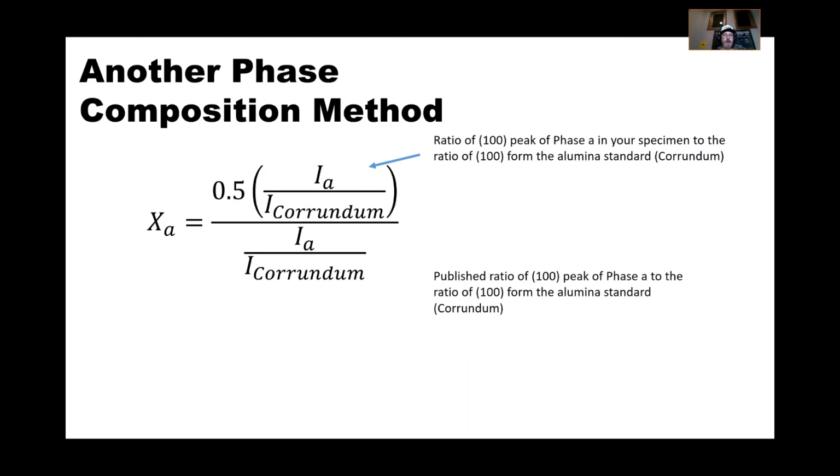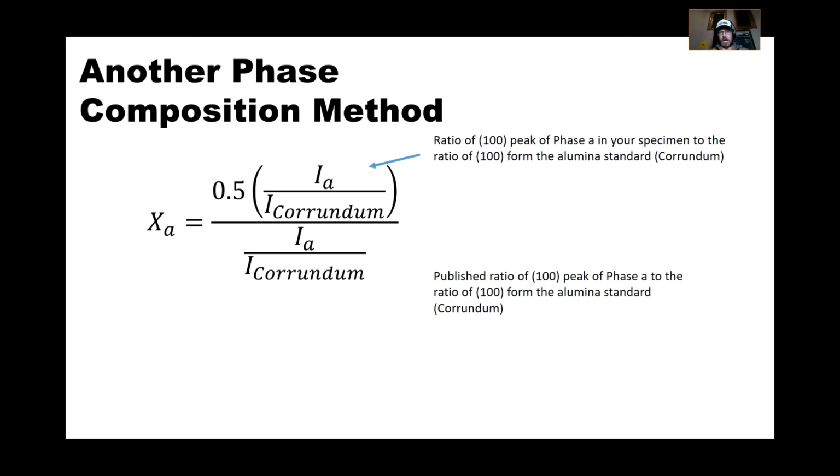Another phase composition method, and I bring this up because XRD standards are made out of corundum, and corundum is alumina, and it's white alumina. The other flavor of alumina is sapphire, and sapphire is blue. It's a beautiful gemstone. You can dope it with titanium and other stuff, and you can maybe get some other color variations and richness of the blue. But alumina corundum is basically the same stuff you polish metallographic samples with.